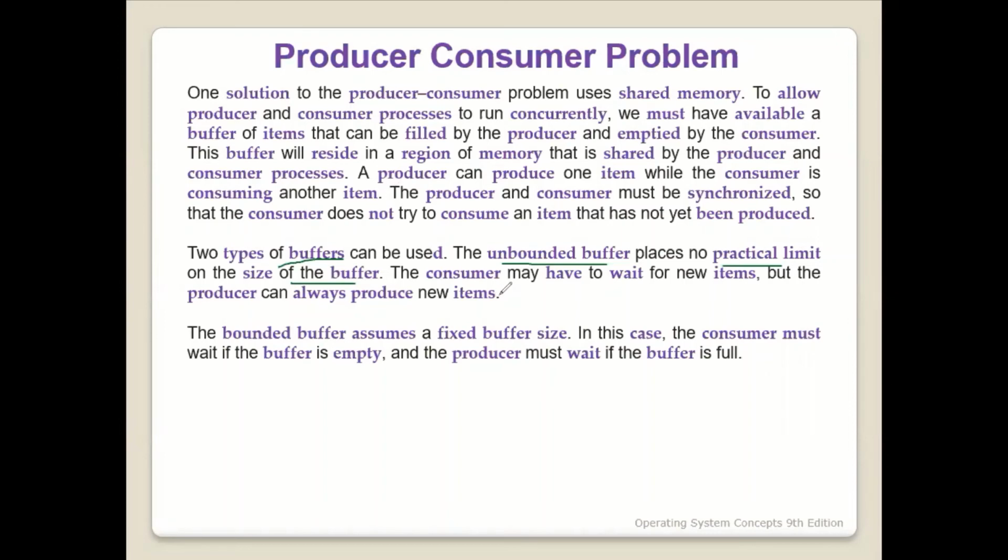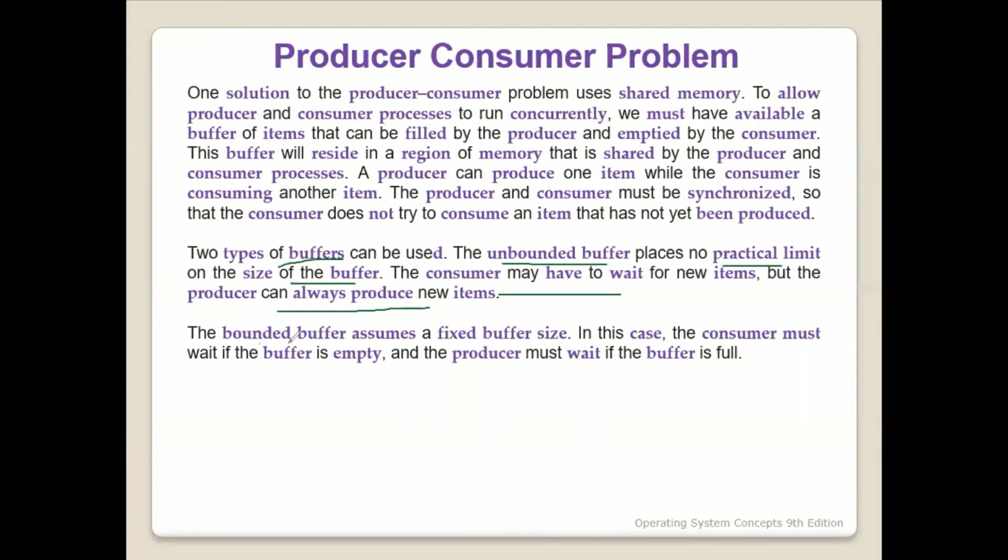So the consumer may have to wait for new items, but the producer can always produce new items. Okay, so this is the case for the unbounded buffer. The consumer has to wait, but the producer can always fill in new items.